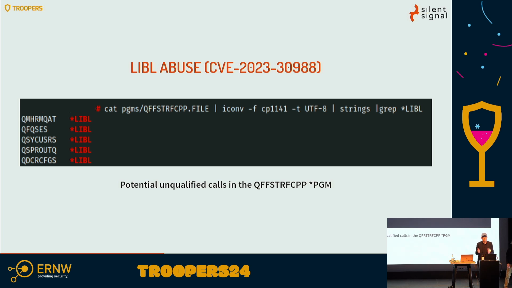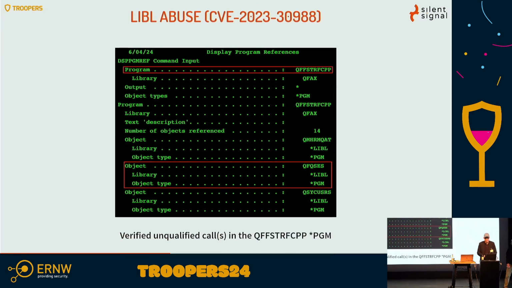So how can we determine the types of the referenced objects? For example, we can use the Display Program References CL command to verify there is at least one PGM or SRVPGM object. The highlighted object below is a PGM and is referenced through the library list. If the seemingly vulnerable PGM object does not set the QFAX library during runtime, this unqualified library call can potentially be exploited for privilege escalation.